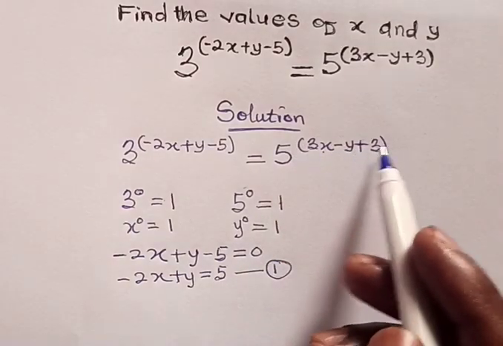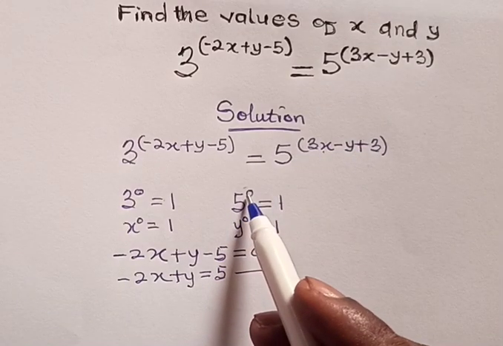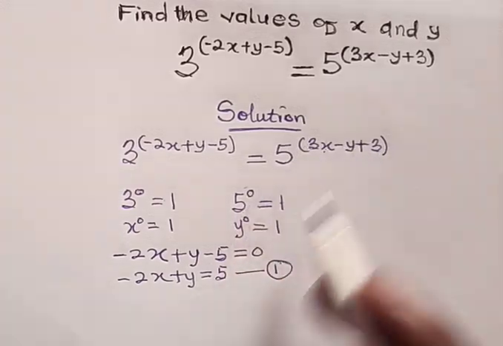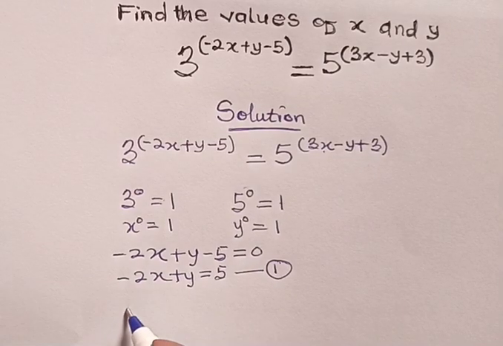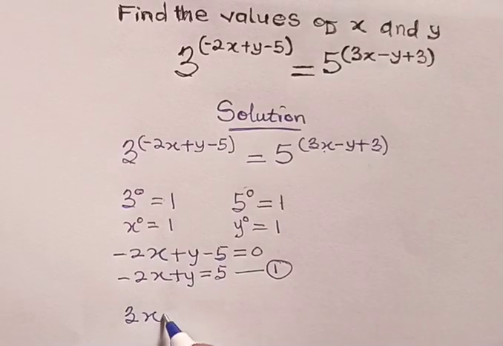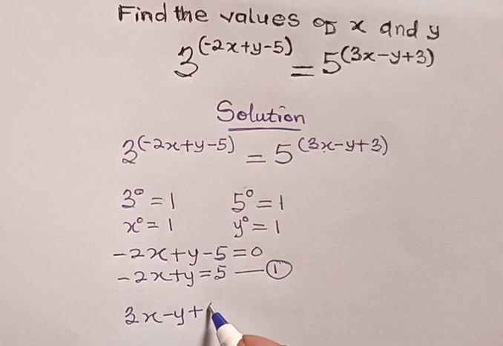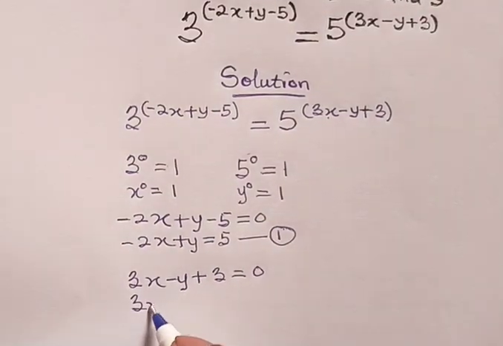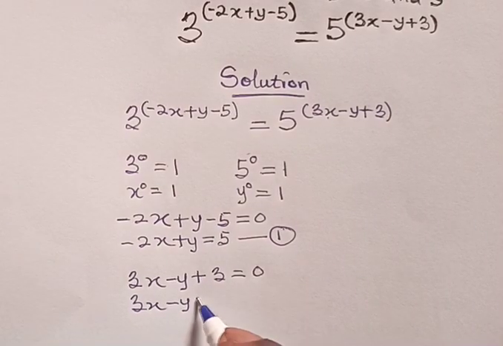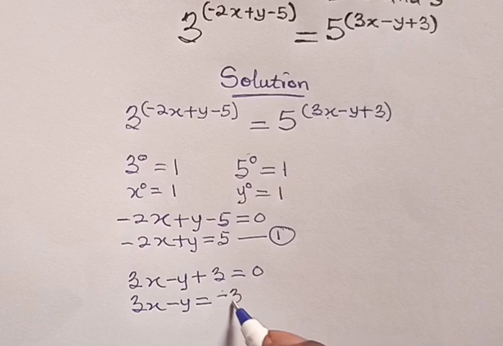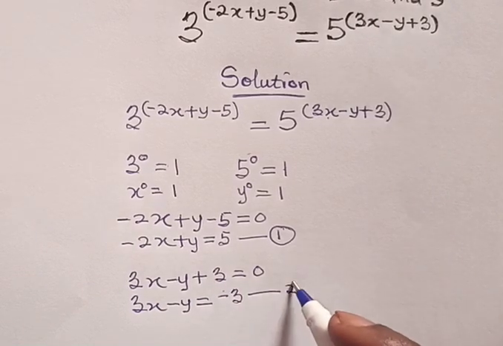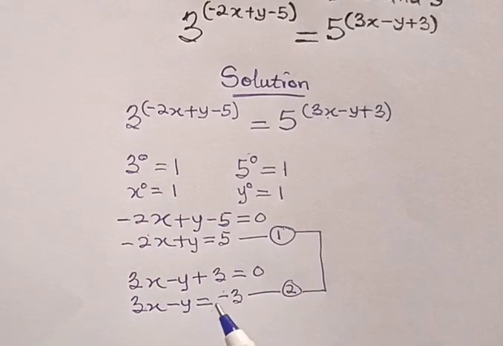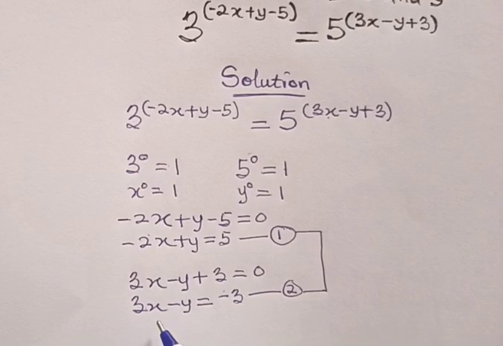We do the same to this because 5 exponent 0 gives us 1. So we are also equating this. So we can also write 3x minus y plus 3 is equal to 0. Then we have 3x minus y is equal to negative 3. We can also call this equation 2. Good. So once we have these two equations, we can solve them simultaneously.